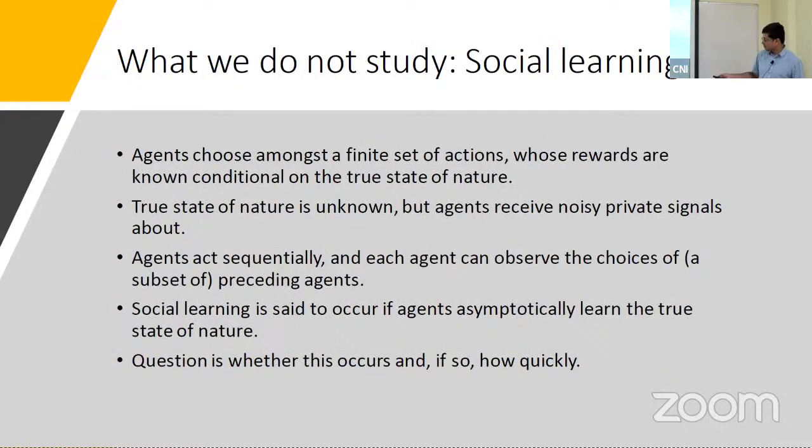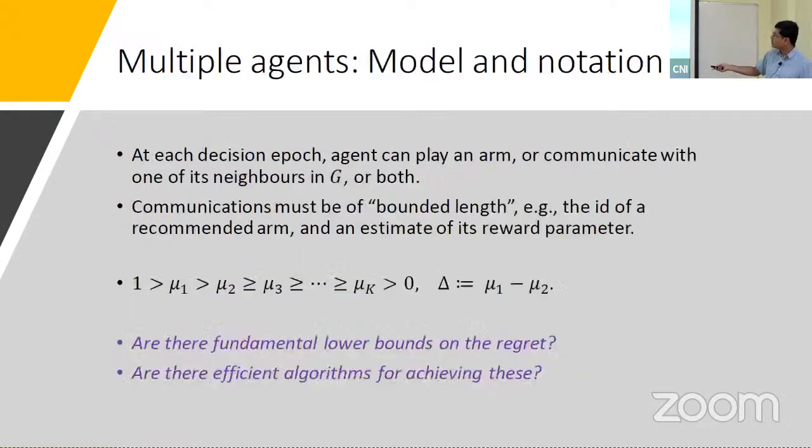Okay, so I'll skip this because we are running short of time. So there's a whole other literature on social learning looking at somewhat different problems. If you have questions later, I can chat about that. So sticking with our multi-armed bandit setting, at each decision epoch, time is discrete again. An agent can play an arm, or it can communicate with one of its neighbors, or both. This is kind of the model. And the communications shouldn't be very huge. That's loosely what we want.